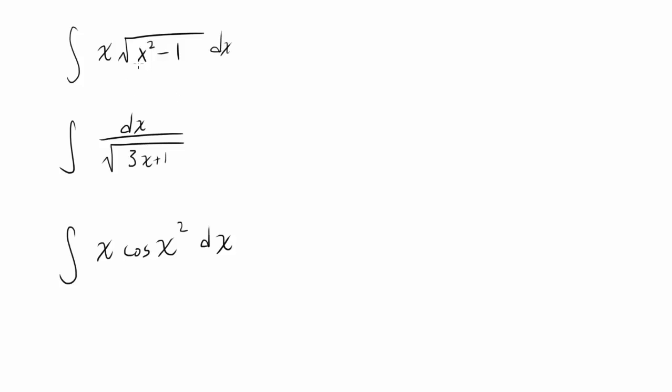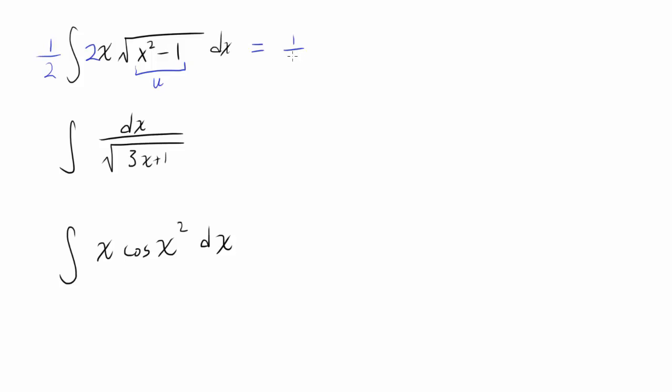Let's try to evaluate all of these integrals using substitution. The first one, x times square root of x squared minus 1. We're going to let x squared minus 1 be our u. So our u prime is 2x, so you want to have 2 out front, and this thing is telling you you should divide by 2.